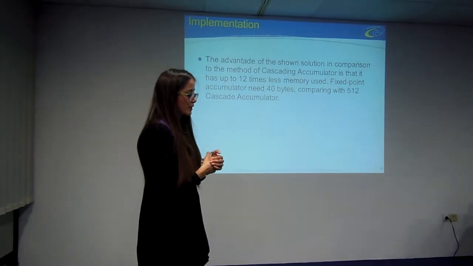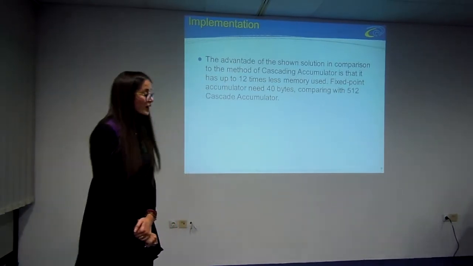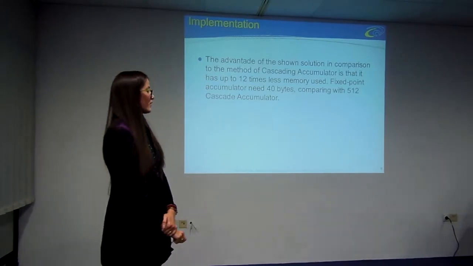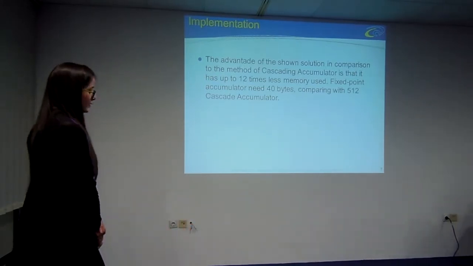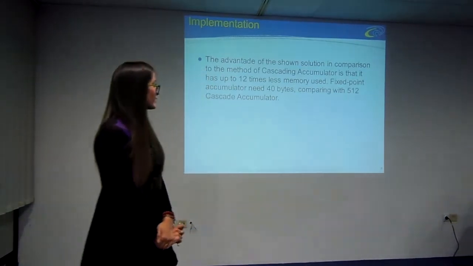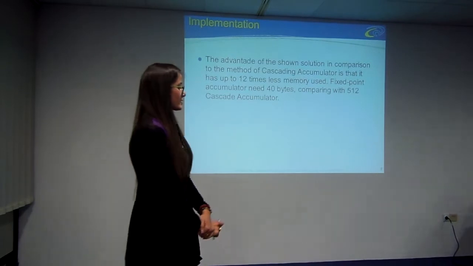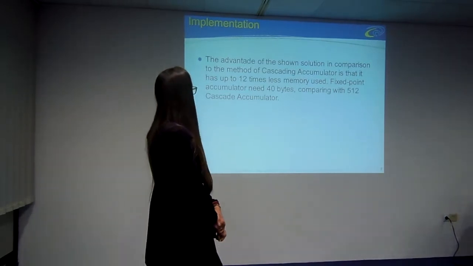The advantage of the shown solution in comparison to the method of cascading accumulators is that it uses up to 12 times less memory. The fixed point accumulator needs 40 bytes, while the cascading accumulator needs 512 bytes.